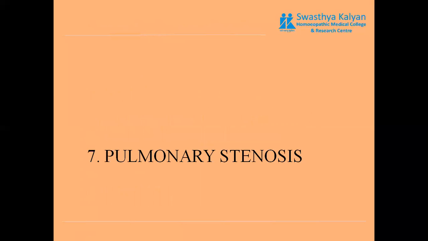Then comes pulmonary stenosis. The pulmonary valve is usually present between the right ventricle and pulmonary artery. Sorry, artery, not pulmonary vein. From the right ventricle to the pulmonary artery.